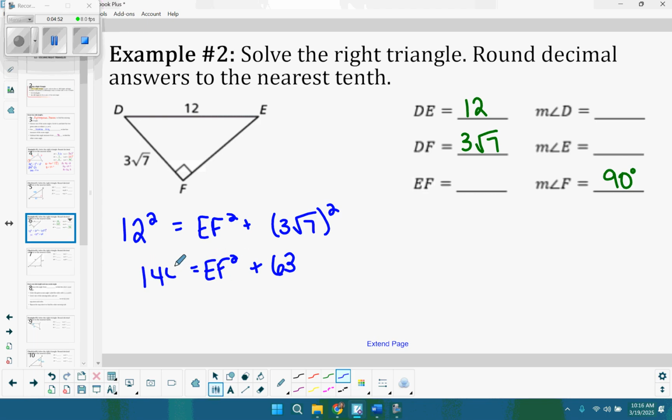So my 12 squared is 144, so we can take 63 away from 144. So we have 81 equals EF squared. And when I take the square root of both sides, I get 9 is what is equal to EF.